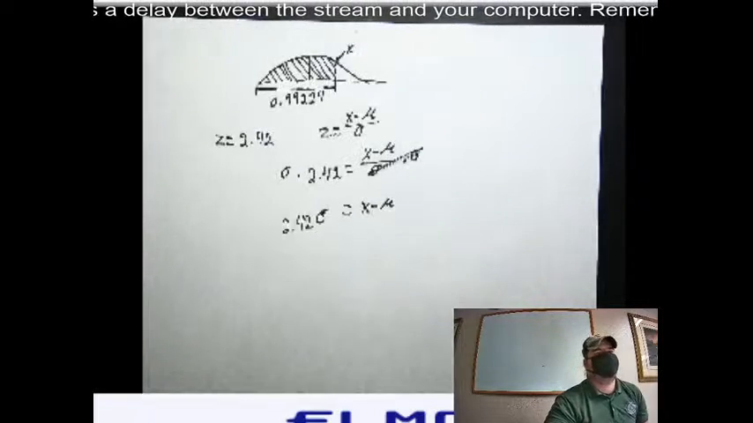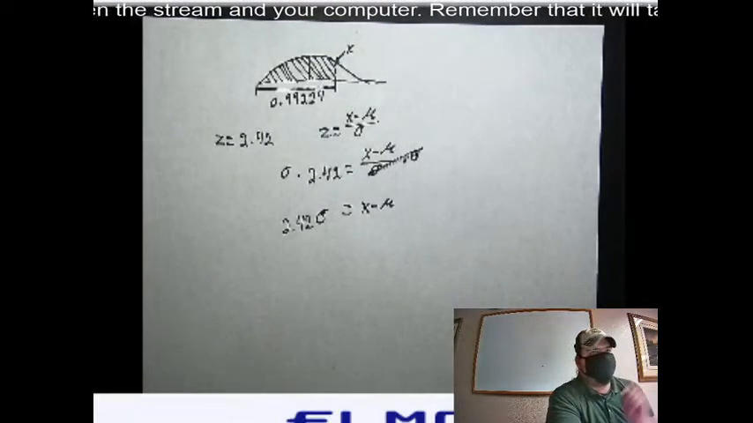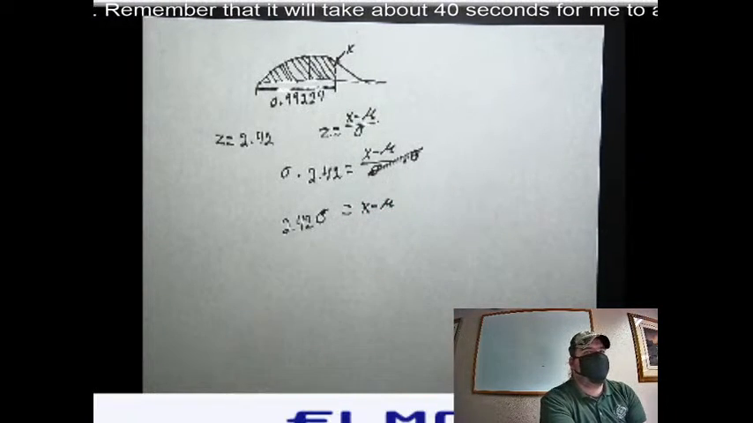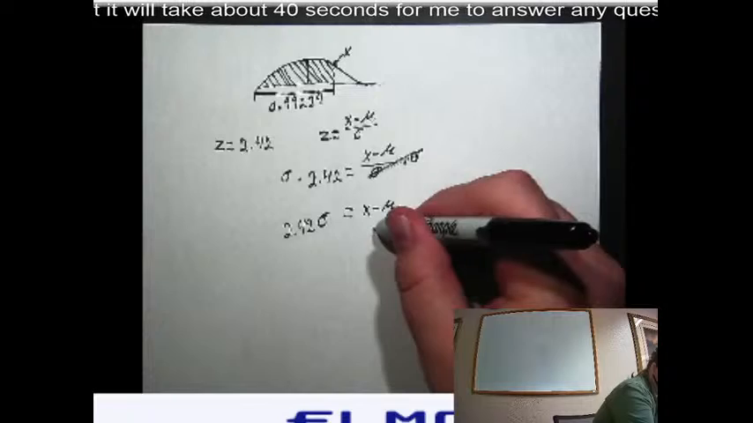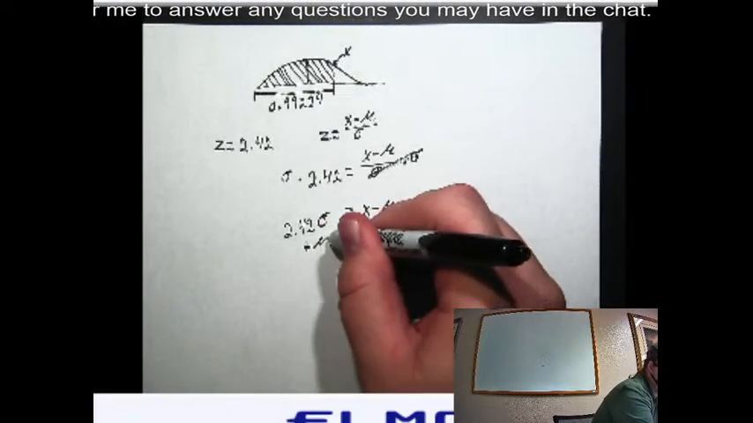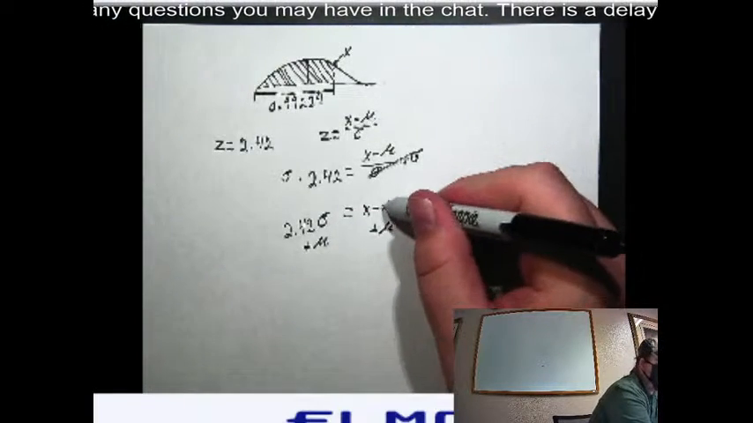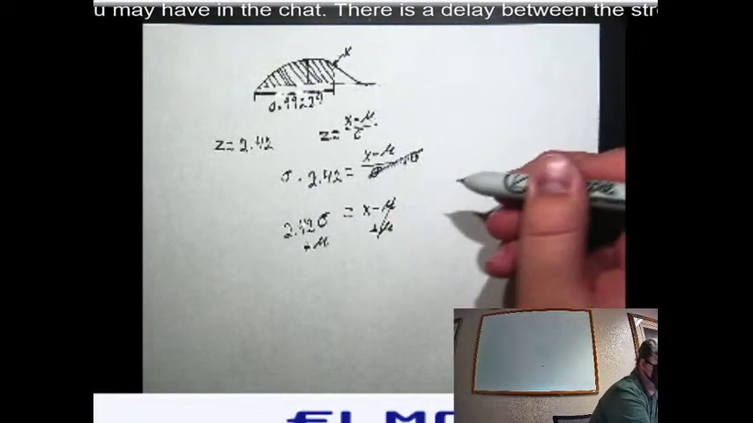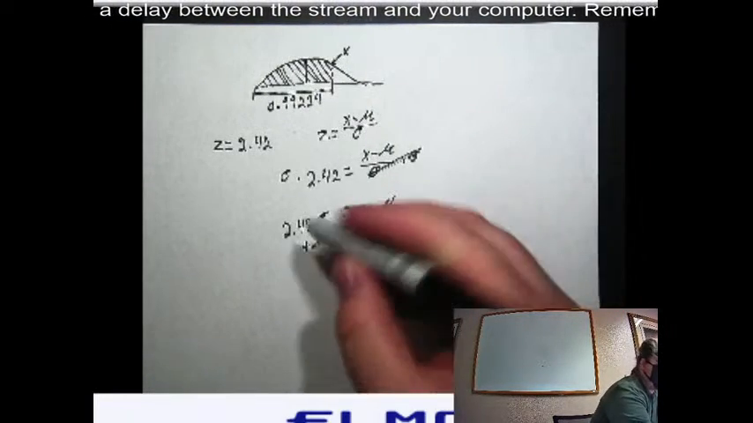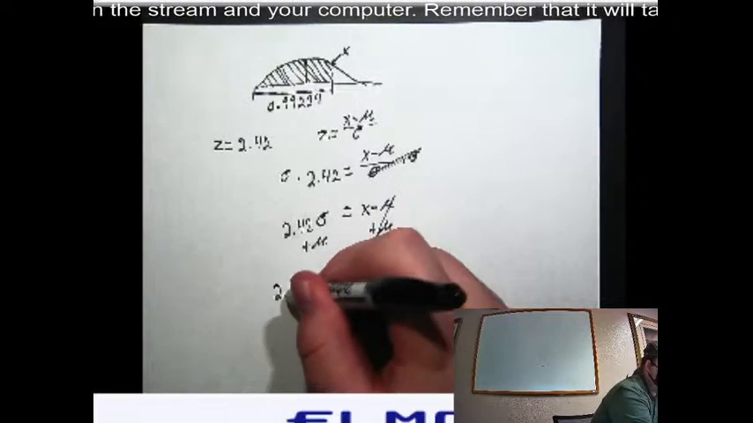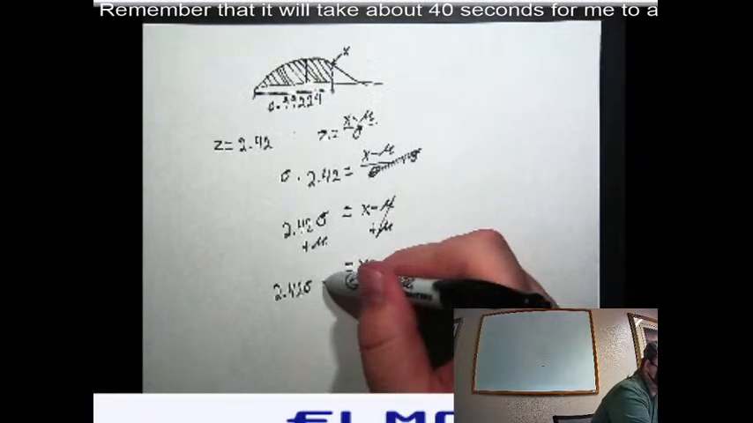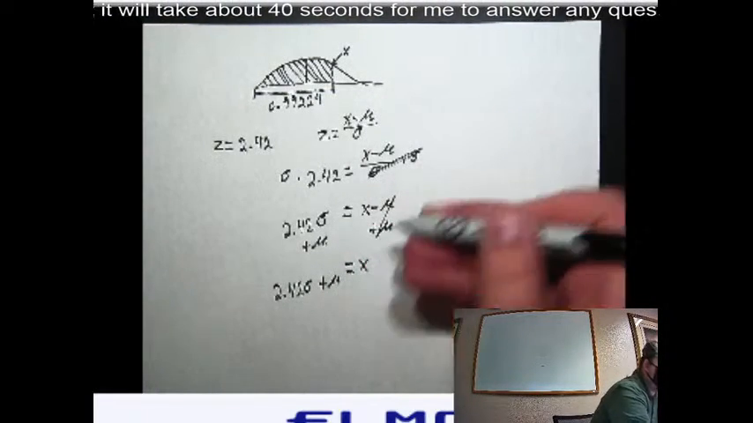Okay? The last thing we need to get rid of is the mean. So how do we cancel the mean on this side? Add it. Of course, we need to do that to both sides. So negative mean, positive mean, cancels their opposites, leaving us with just x, and that's what we want. We want x by itself. But on this side, we will have 2.42 sigma plus mu.